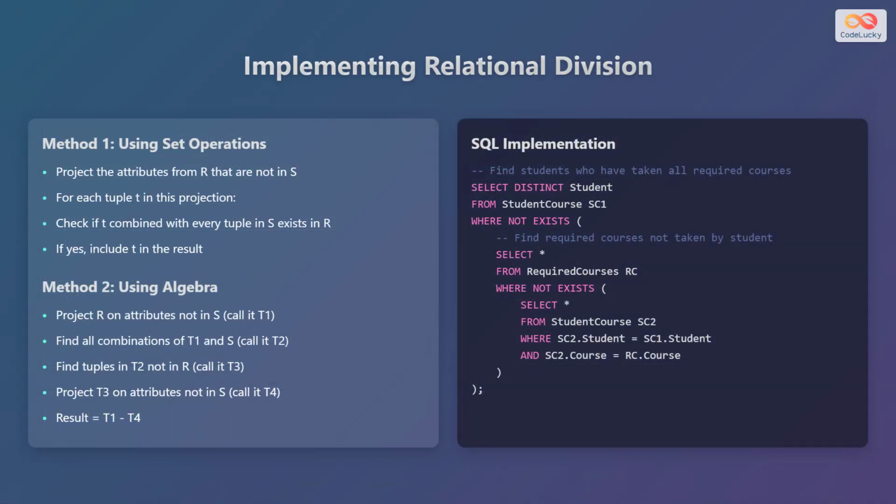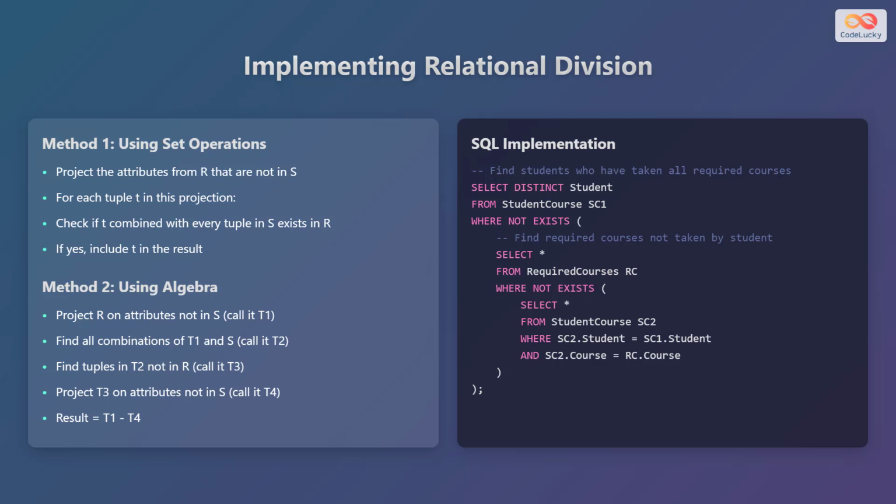Now, let's discuss how to implement relational division. There are a couple of methods we can use. Method 1 involves using set operations. First, project the attributes from R that are not in S. Then for each tuple t in this projection, check if t combined with every tuple in S exists in R. If it does, include t in the result.